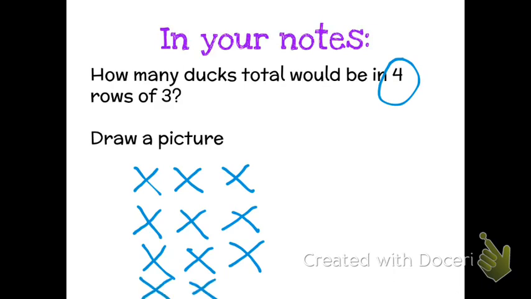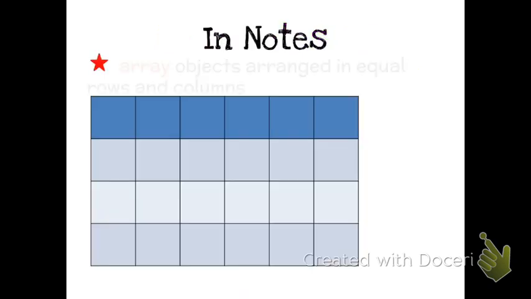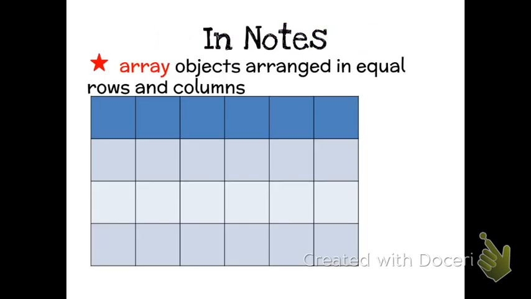As I create this, I end up with 4, 1, 2, 3, 4 on this side, and 1, 2, 3 going this way. This is what we're going to be working with today. This right here is an example of an array. An array are objects arranged in equal rows and columns.